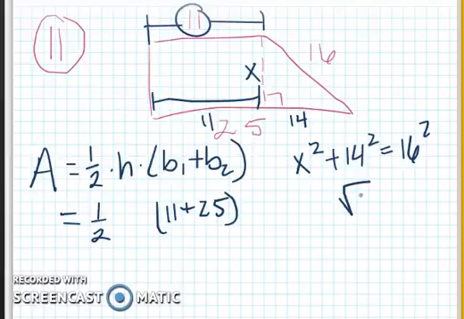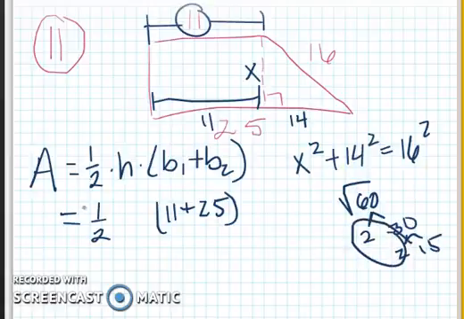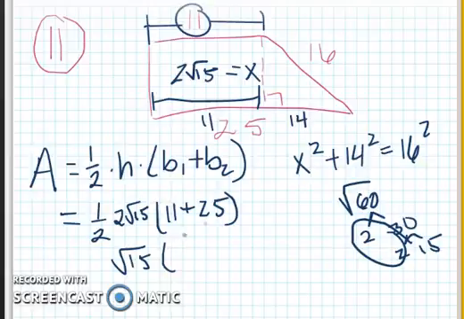So x is going to equal the square root of 60. This breaks down into 2 and 30, and then that breaks down into 2 and 15. So I can pull the 2's out, and I'm left with 15. For my answer here, 2 rad 15 is the height. Now we have to do the rest of my math. Half of 2 is just 1, so I get rad 15 multiplied by, adding those together, 36. So my answer is just 36 rad 15.